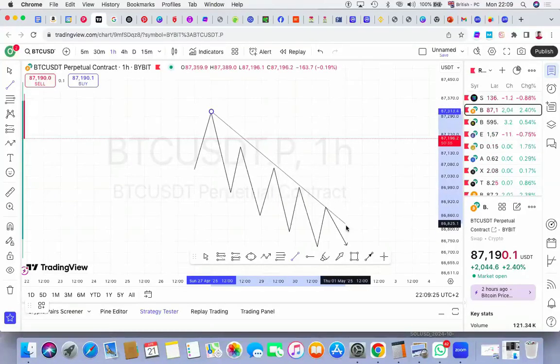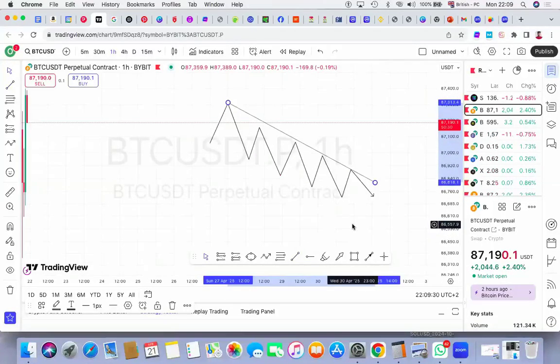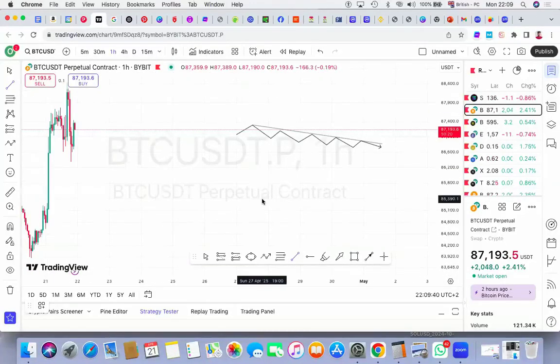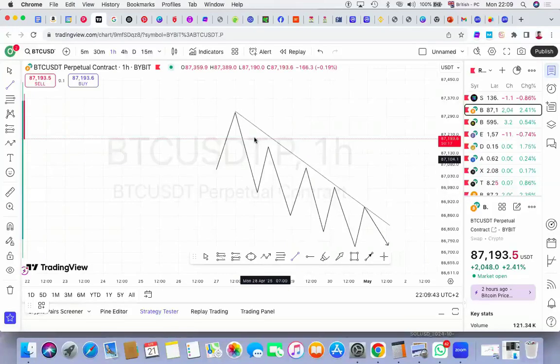And we can obviously see this is a downtrend, and there are consecutive breaks of structure to the downside. Like the market is creating lower highs.